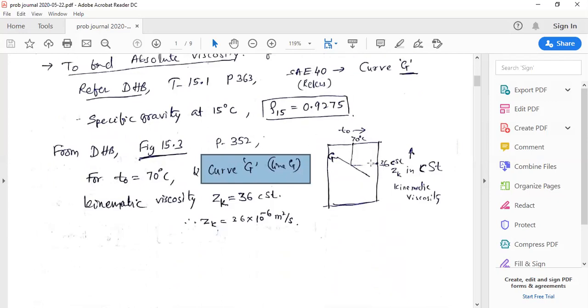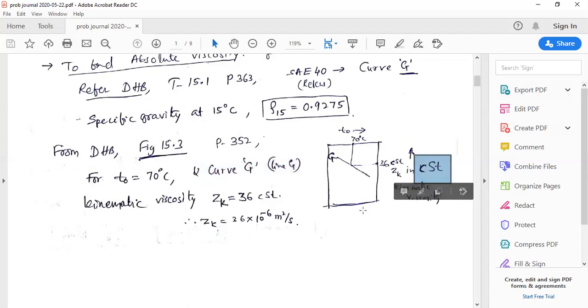So with respect to this particular graph here, the top abscissa refers to temperature, which is the operating temperature, and the right side ordinate refers to the kinematic viscosity, which is expressed in centistokes. The name of that viscosity is kinematic viscosity.